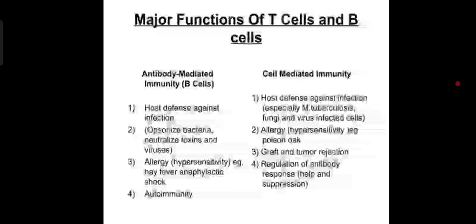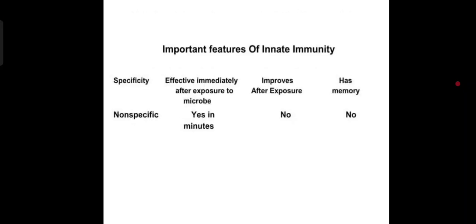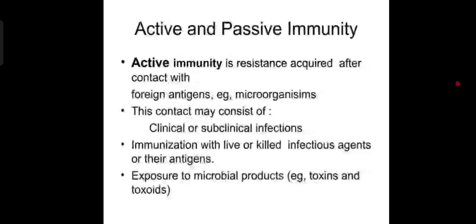Major functions of T cell and B cell: antibody mediated immunity by B cells gives host defense against infection, opsonizes bacteria, neutralizes toxins and viruses, and is involved in allergy and autoimmunity. Cell mediated immunity gives host defense especially against tuberculosis, fungi, virus infected cells, and is involved in allergy, graft and tumor rejection, and regulation of antibody response. Important features of innate immunity: specificity non-specific, effective immediately after exposure to microbe, yes, in minutes; improves after exposure, no; has memory, no.